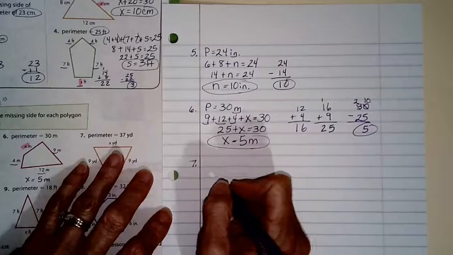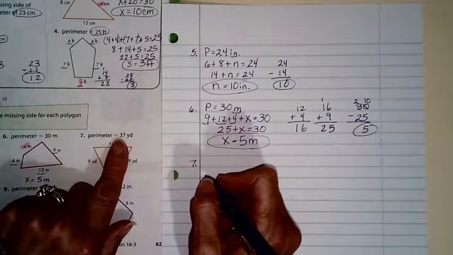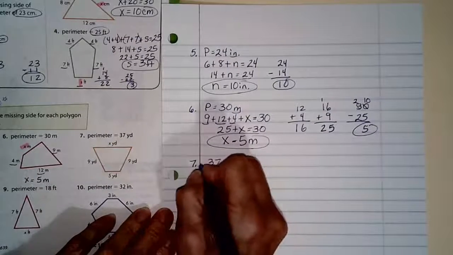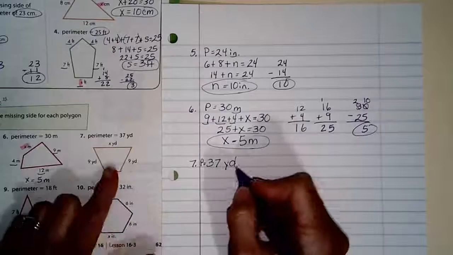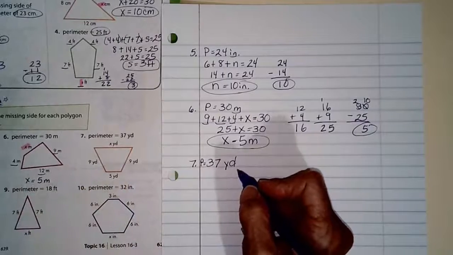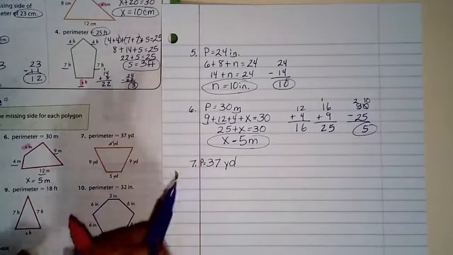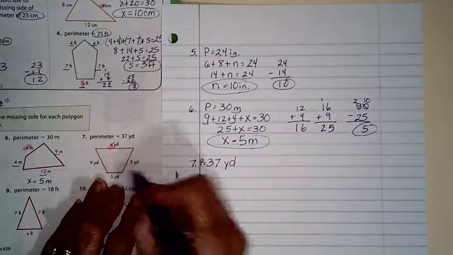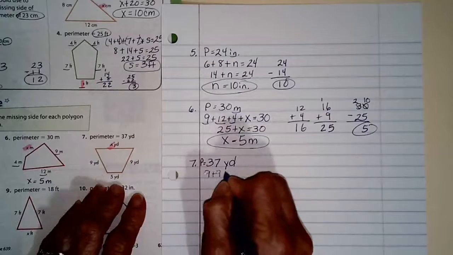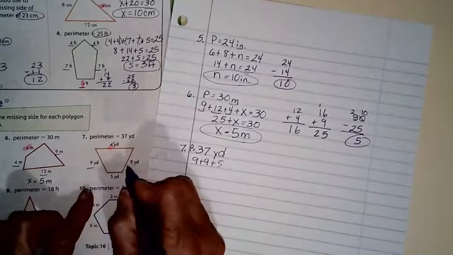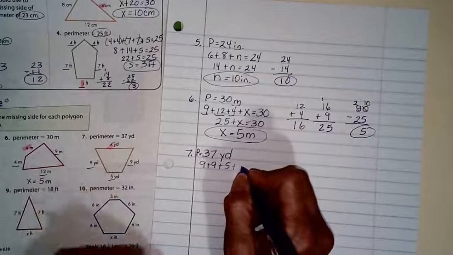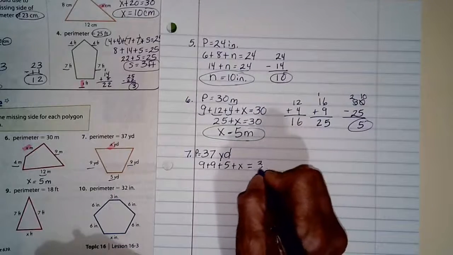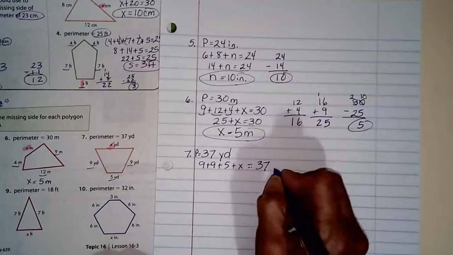So number 7, the total perimeter is 37 yards. Oops. Forgot to put my P. Perimeter equals 37 yards. And my unknown they're using is the letter X. So I'm going to take the ones that I know. I got 9 plus 9 plus 5. 9 plus 9 plus 5 plus the letter X is equal to 37 yards.